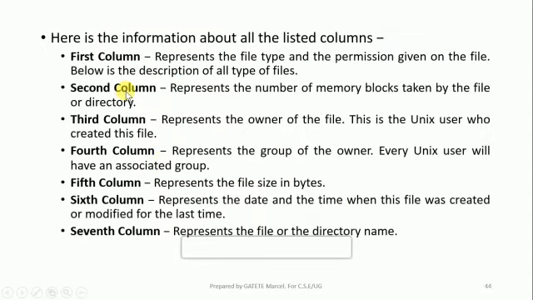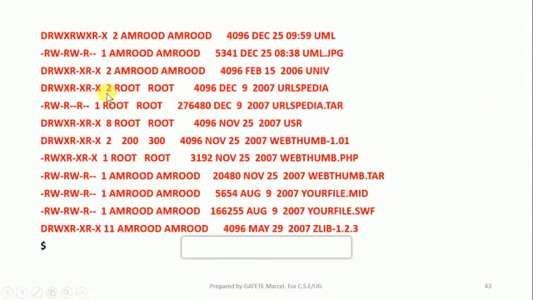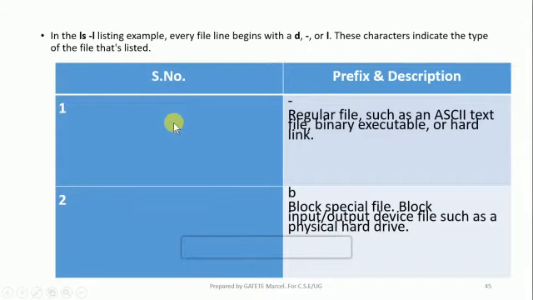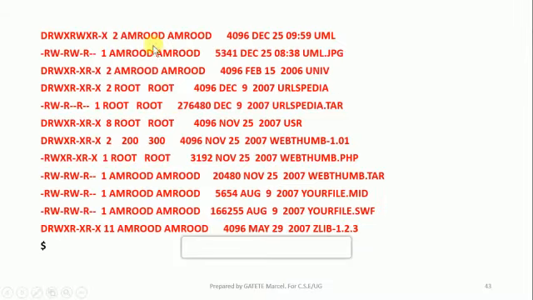The second column will represent the number of memory blocks taken by the directory. It will show the size taken by the directory. This one, 2, 1, 2, 2, 1, like this. The third one will represent the owner of the file. It means the user who created the file. So this has been created by root, and so on.